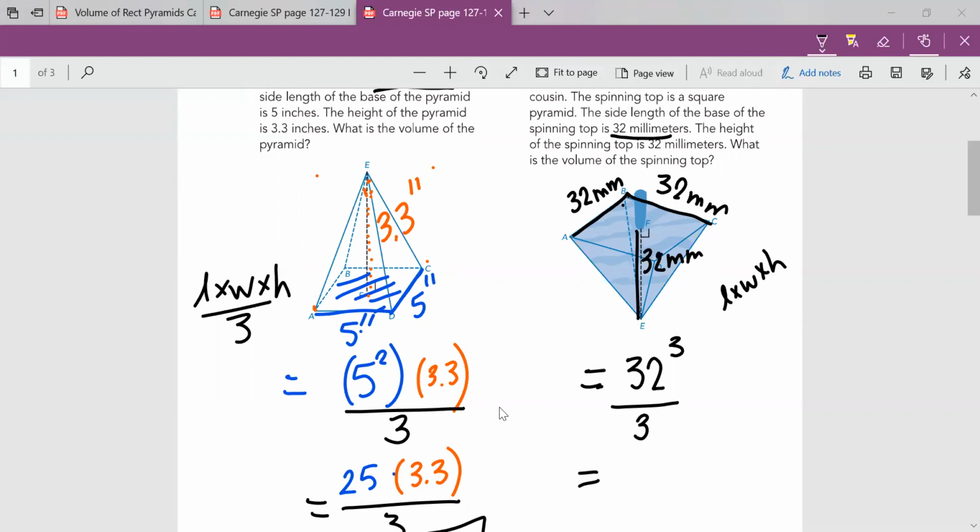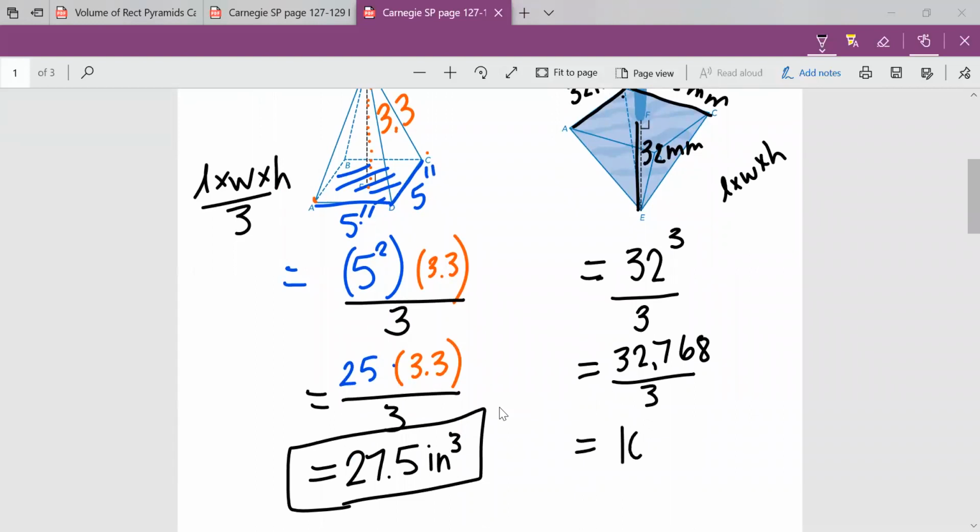Let's do that in your calculator. 32, and you would multiply that by 32 and multiply that by 32, or you could just use the x raised to the power, the 3rd power button. So that would be 32,768. And then you would divide that by 3. You would have to hit enter, of course, and then divide by 3. And we have 10922, and then it's 0.6 repeating.